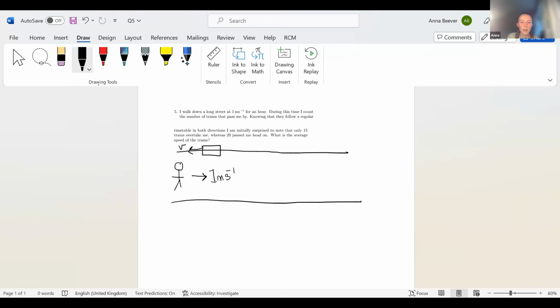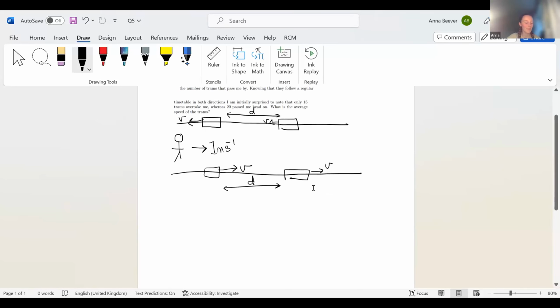And so they have a regular timetable, so that also means that these trams must be separated by a constant distance d. So these are our head-on trams, and these are our overtaking trams. So this took me a while to get my head around, so I'll explain all of my steps. So if it's a bit slow for you, apologies.